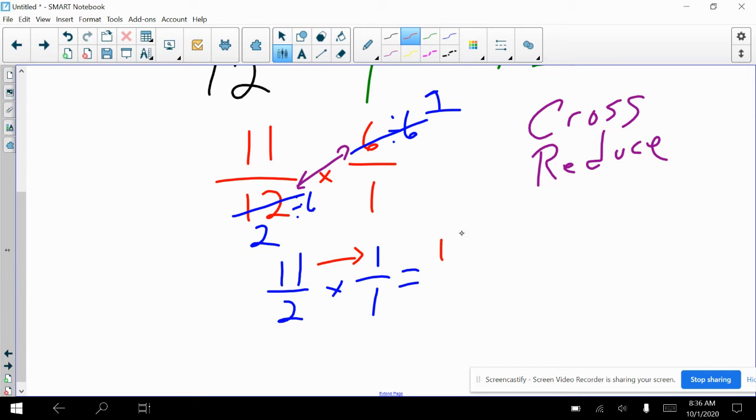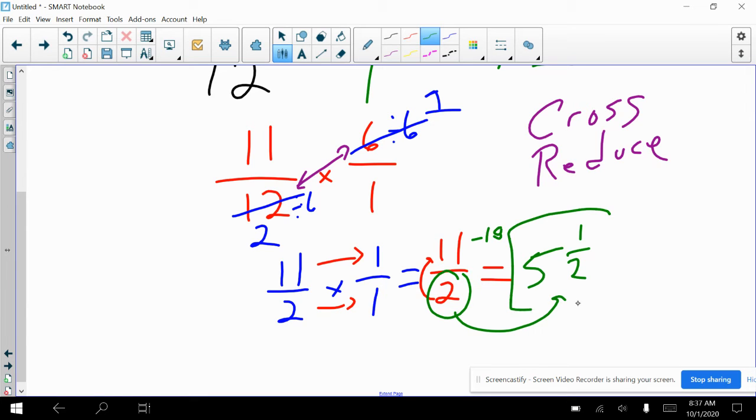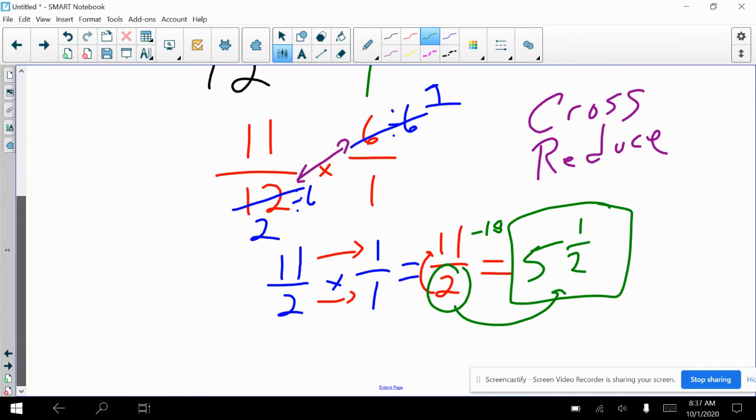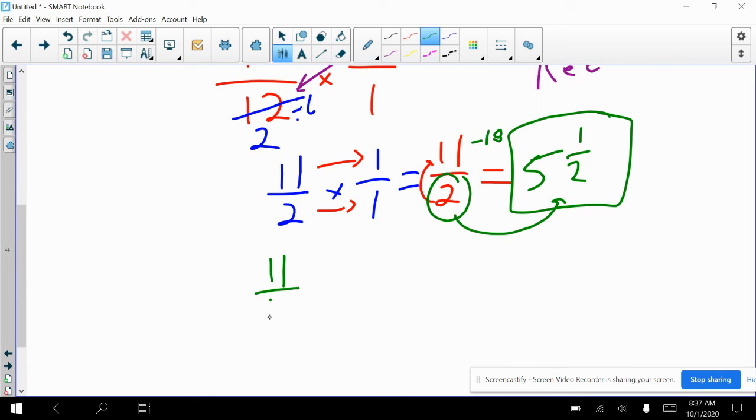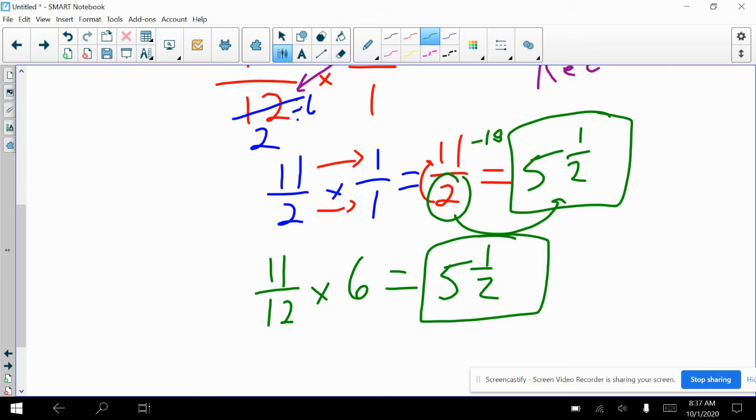So now I multiply across. How many 2s go into 11 without going over? 5. 2 times 5 is 10. I subtract that from my numerator, and I carry over. So 11/12 times 6 is equal to 5.5. That's what we're looking for.